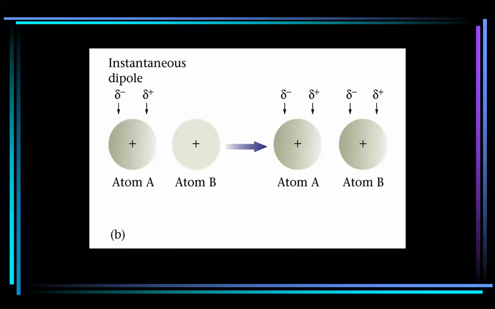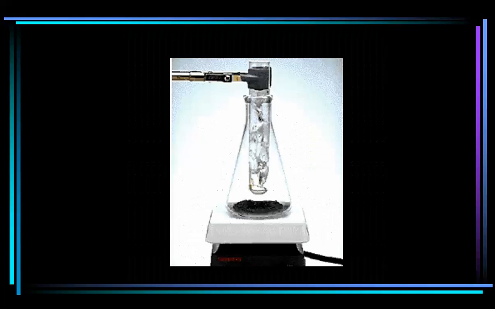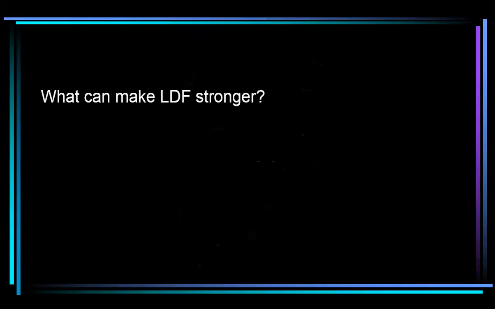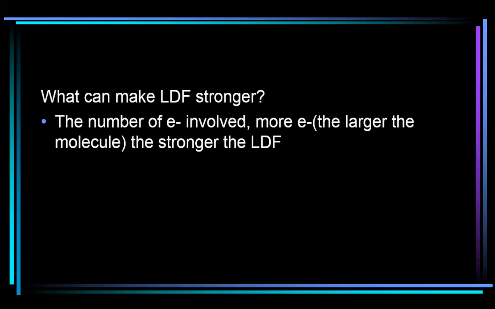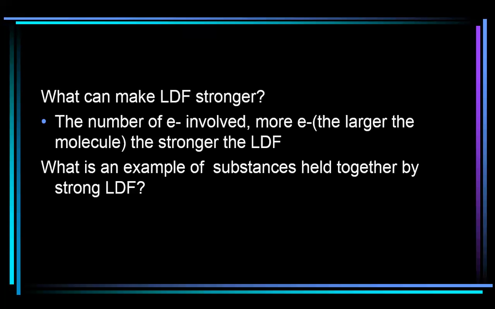Okay? I have now explained all the different types of intermolecular bonds. What can make LDF stronger? The number of electrons involved. The bigger, the stronger. Plastics is a perfect example of this.